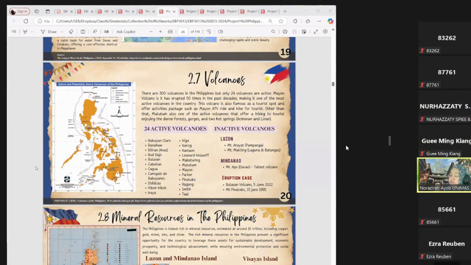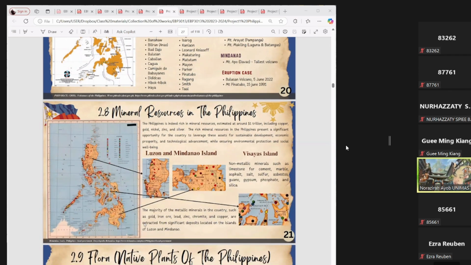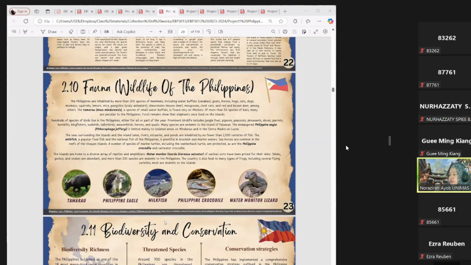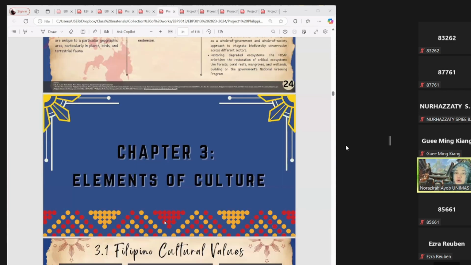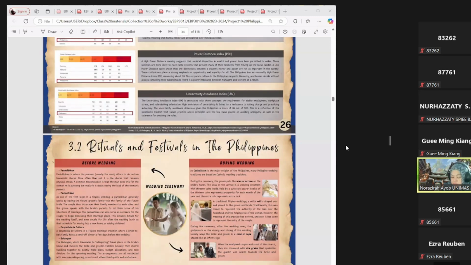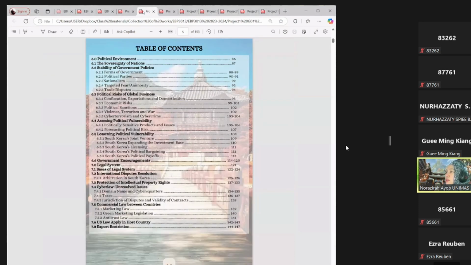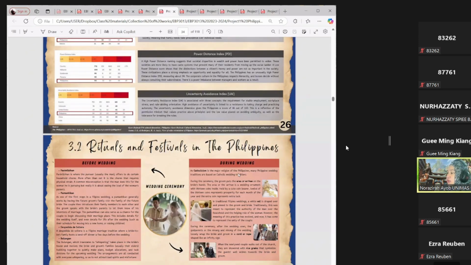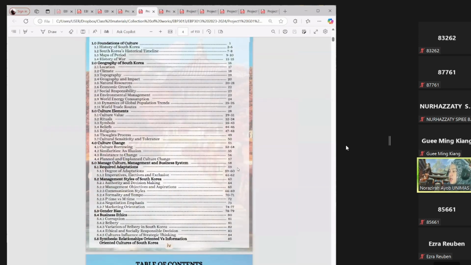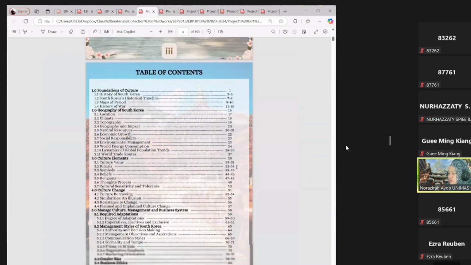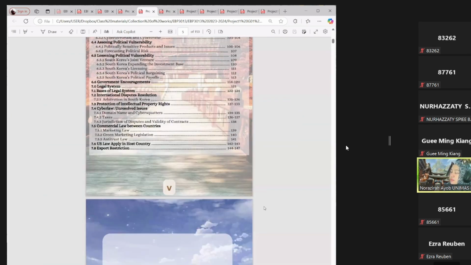Alright, so because different countries have different geography, different history, different cultural dynamics, that's what we are going to learn in this class, especially in half of the semester. Okay, alright, guys, so an example. This one is South Korea. Jangan buat macam ni. This is too much. If you do it like this, it will be hundreds of pages.